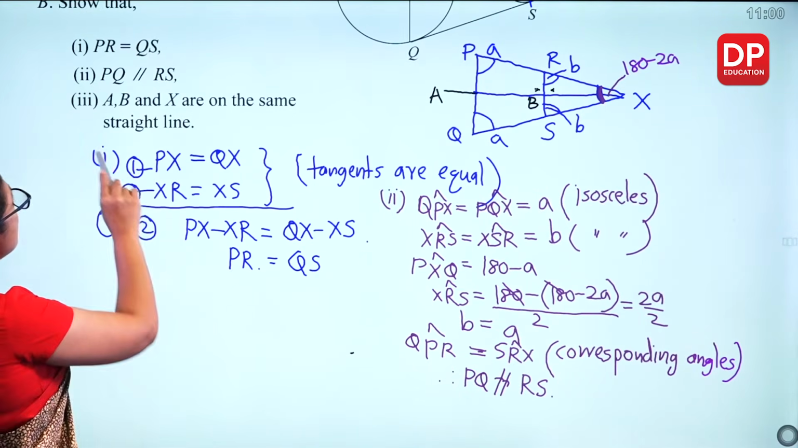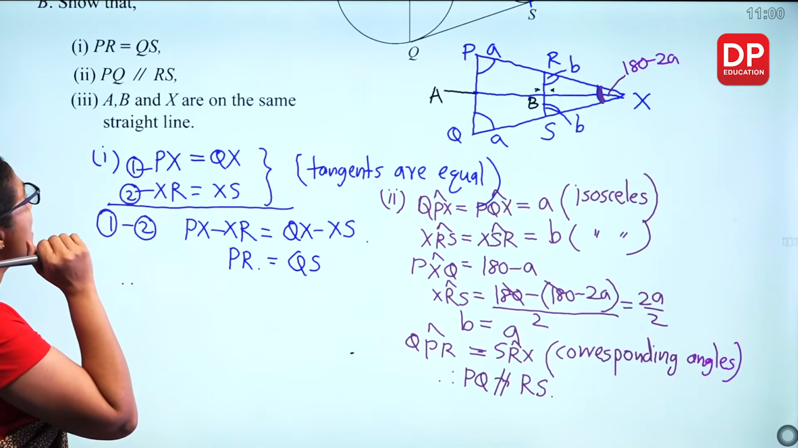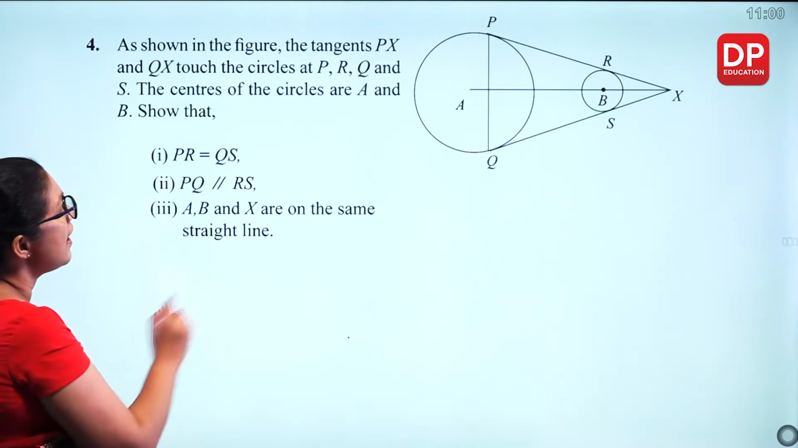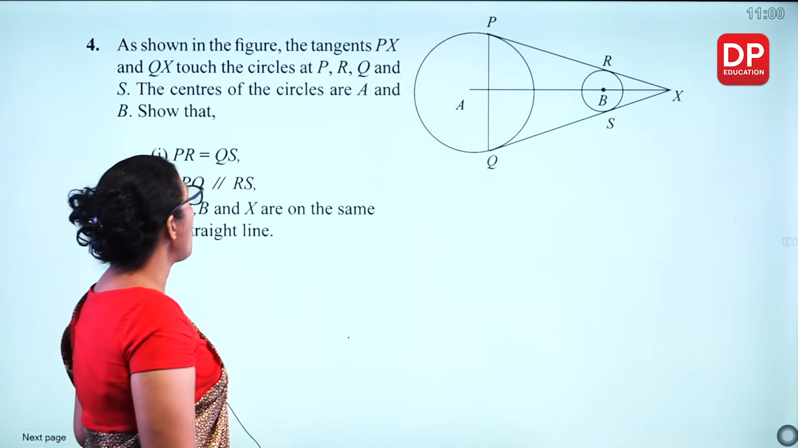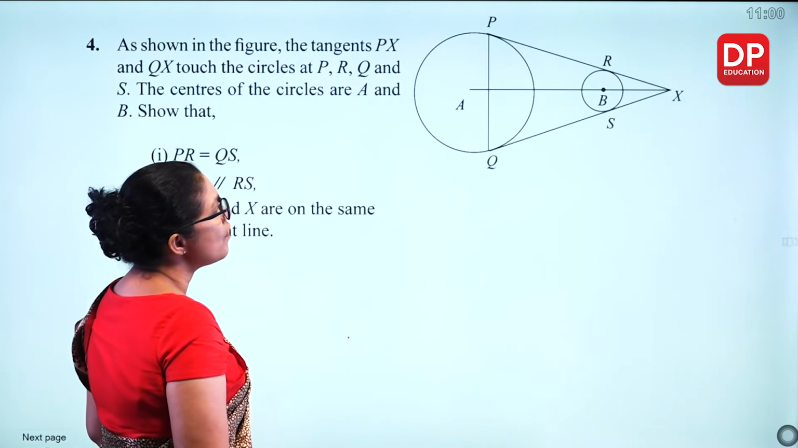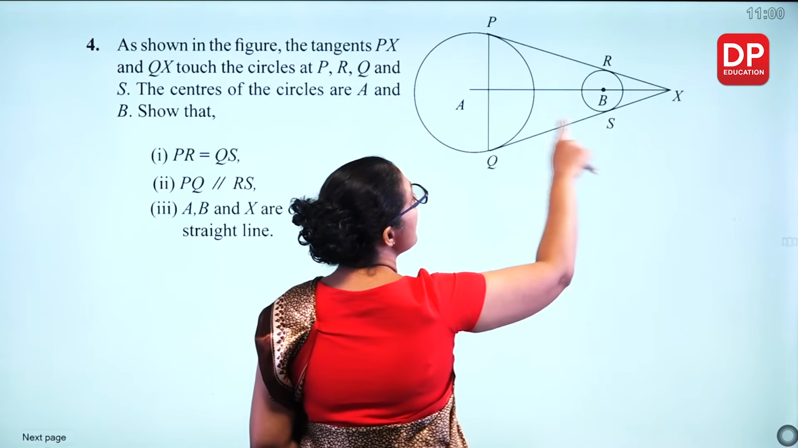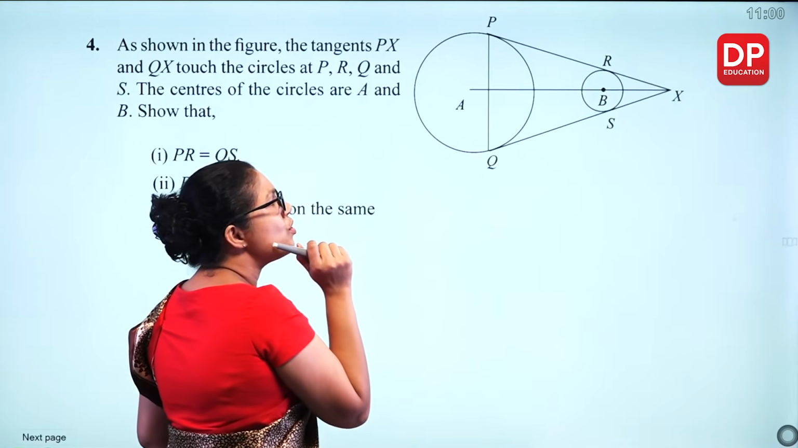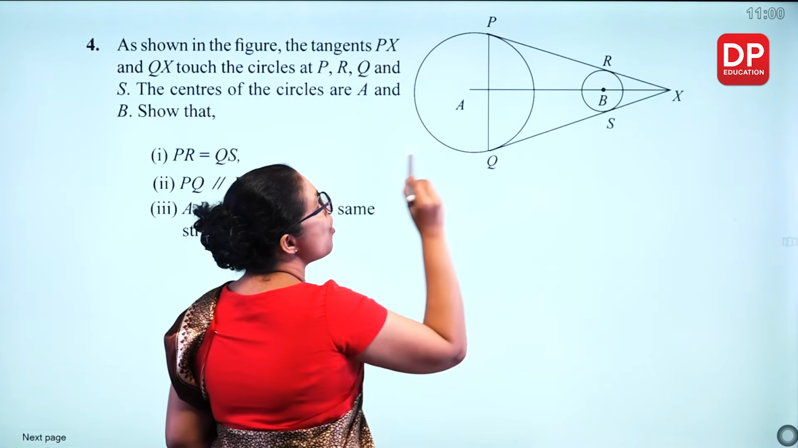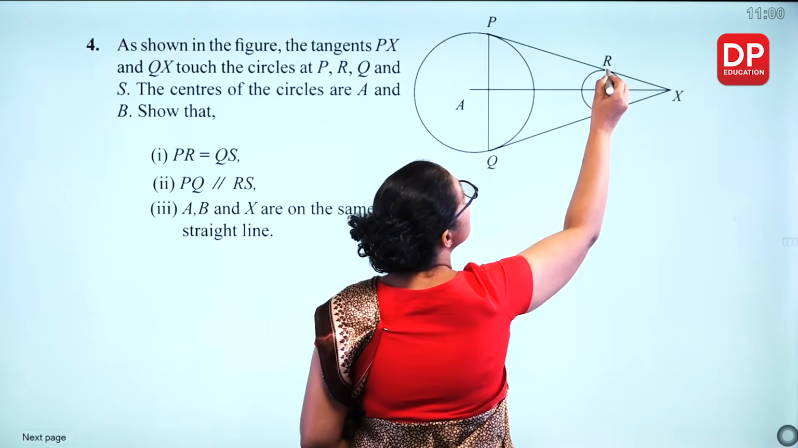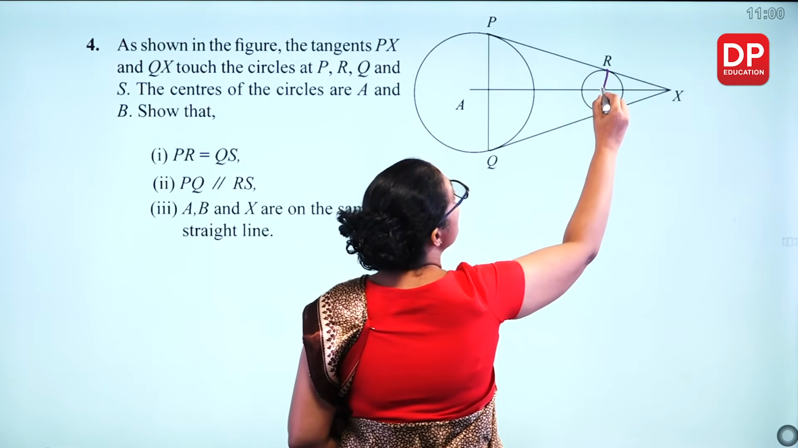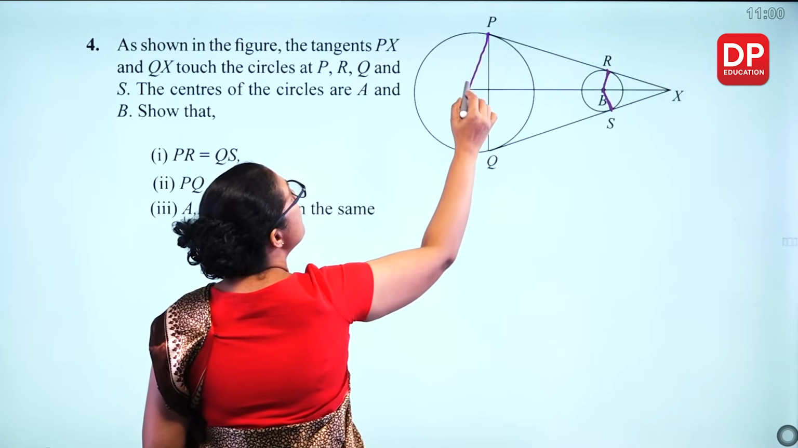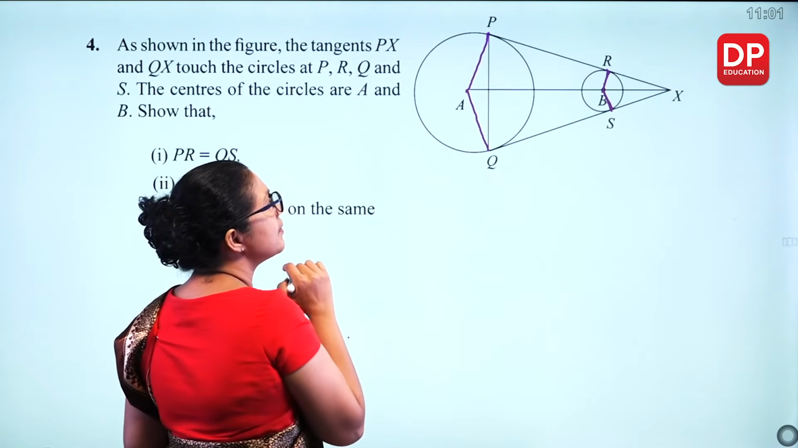Now we'll look at the third part. AB and X are on the same straight line. We'll take the same diagram again and we'll try to show AB and X are on the same straight line. To show that it's on the same straight line, we have to show the angles add up to 180. So we'll just draw the radius here. R and B will connect. B and S will connect. And AP and AQ will connect.